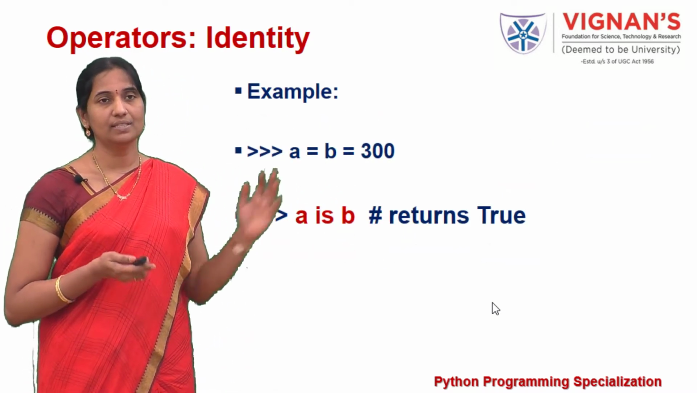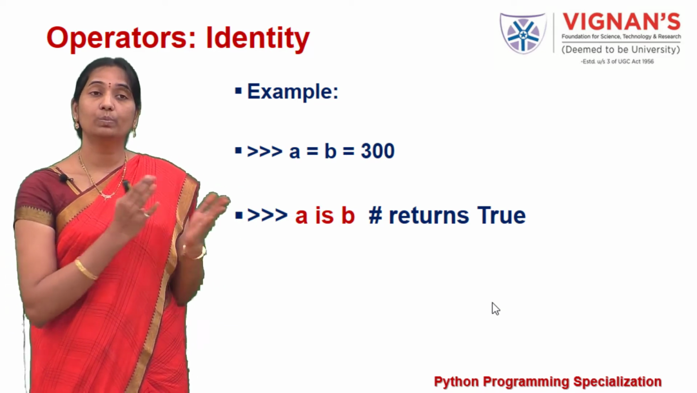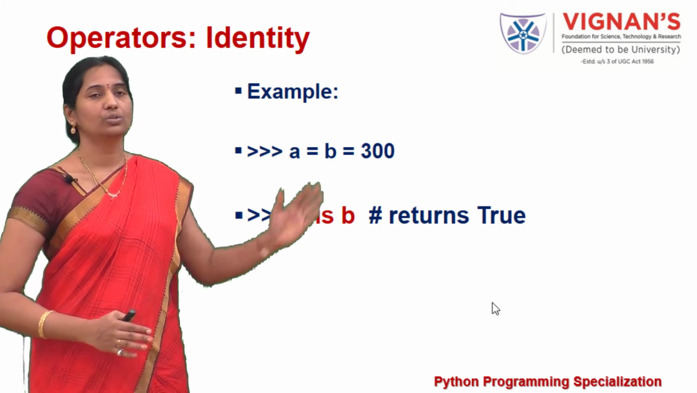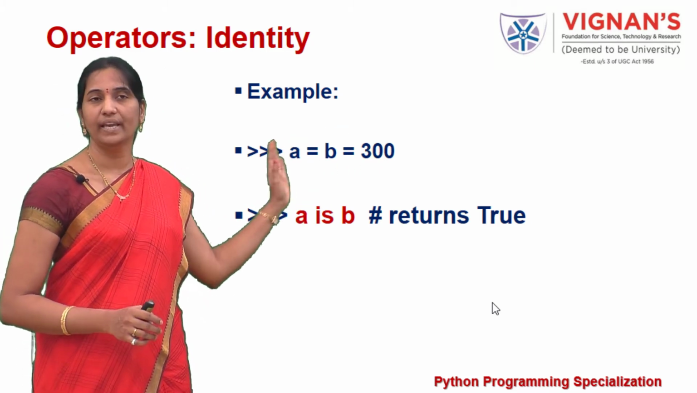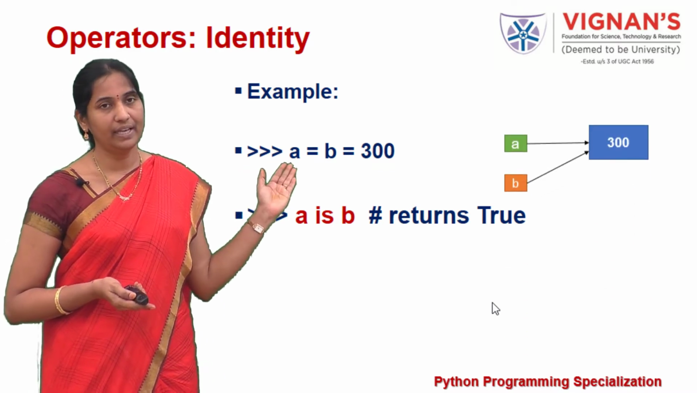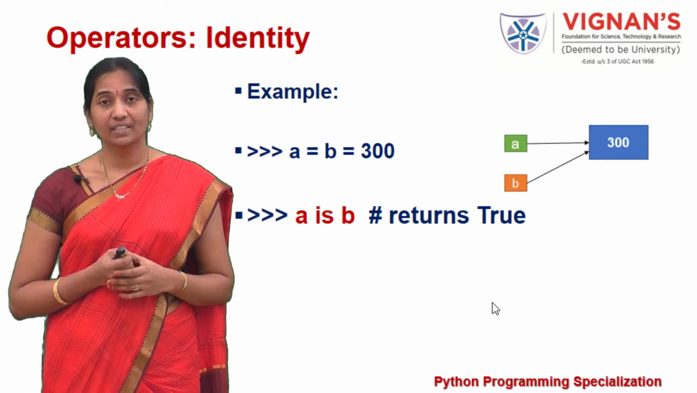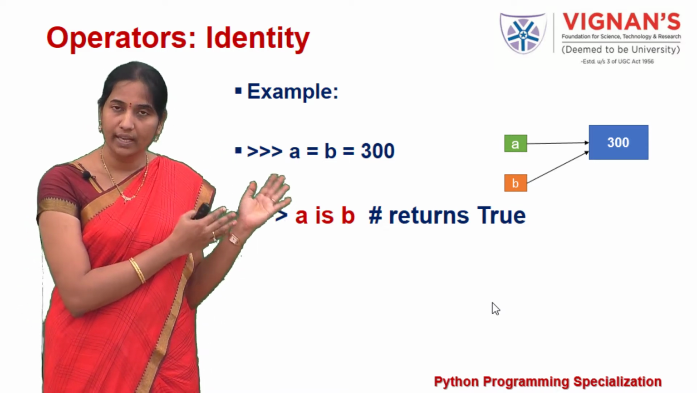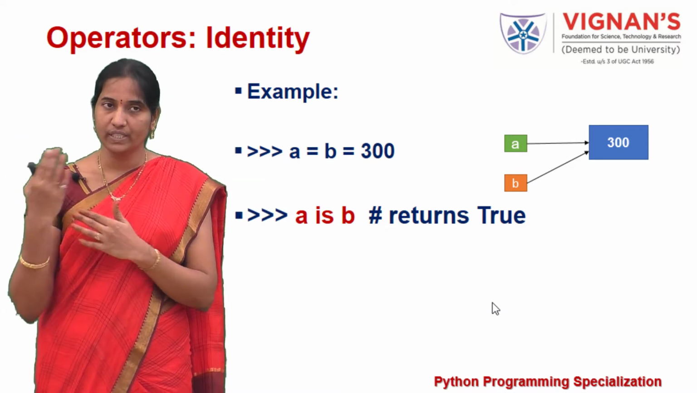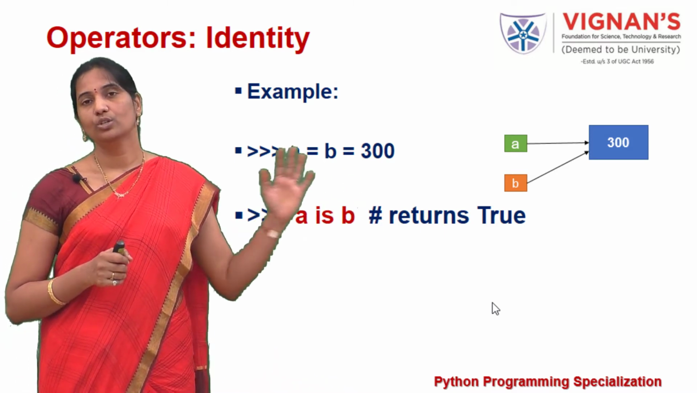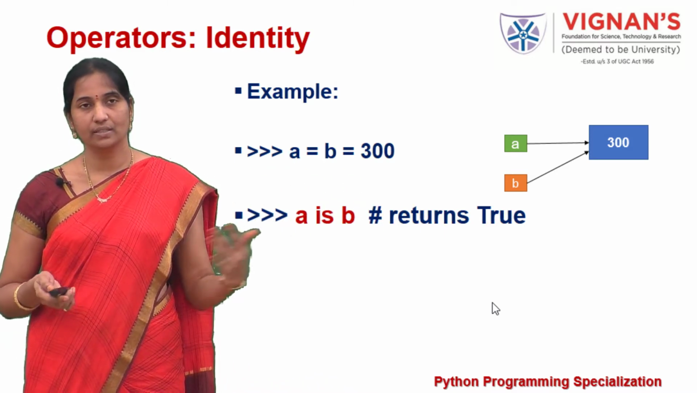So that is how A is B works. Now let's see this example where A equal to B equal to 300. I am using the multivariable assignment in this case. So the 300 is assigned to both A and B together in the same instruction itself. Obviously here also your object 300 is created in the memory location, and then you are giving the names A and B to the same object itself. So A is B returns a true value. It's very obvious in this case also.